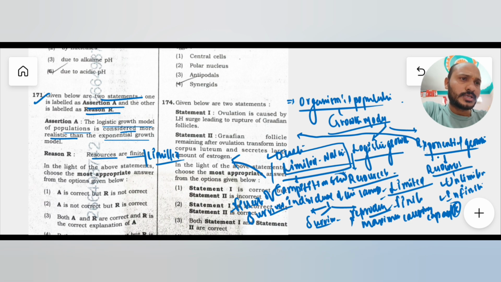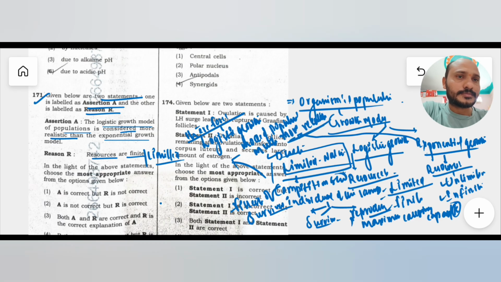Why? Because exponential growth generally does not occur; it rarely occurs. So remember, the logistic growth model of population is much more realistic. Very important. So like that, the logistic growth model of population is considered more realistic than the exponential. Just now we discussed why.